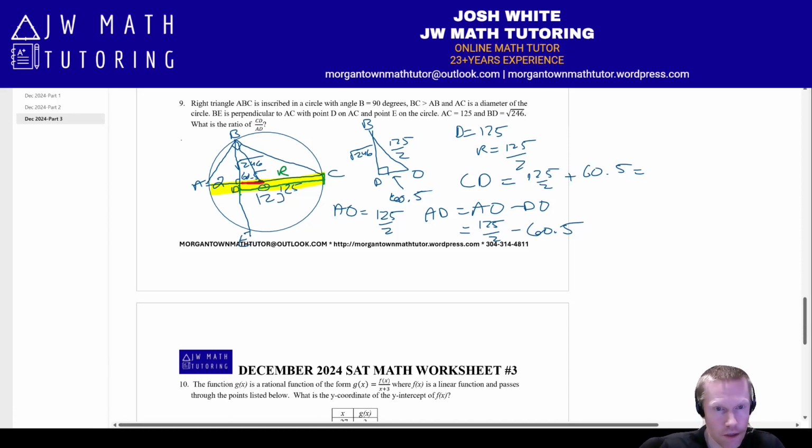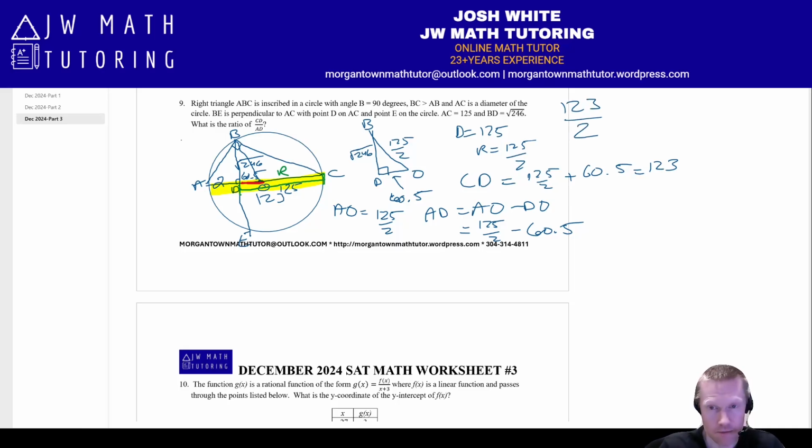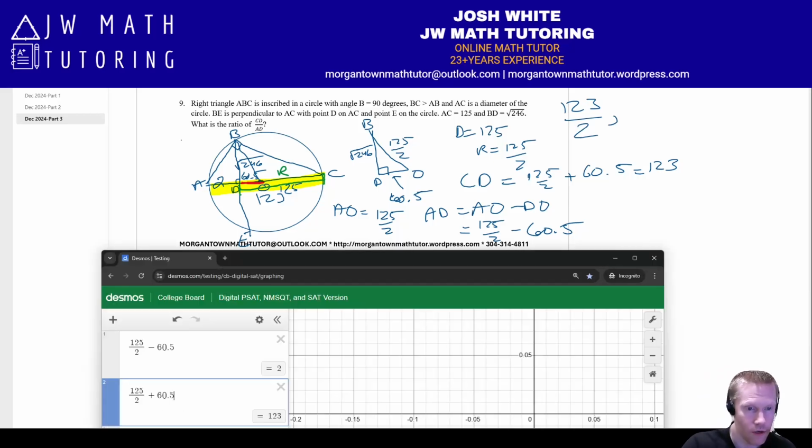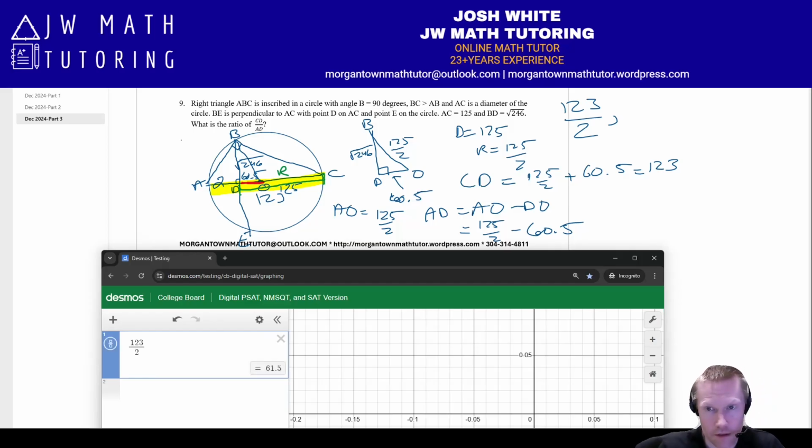So what is the ratio of CD to AD? Well, 123, which is CD, over AD, 2. So there's your answer, 123 over 2. Or you could also put in the decimal equivalent form of 61.5.